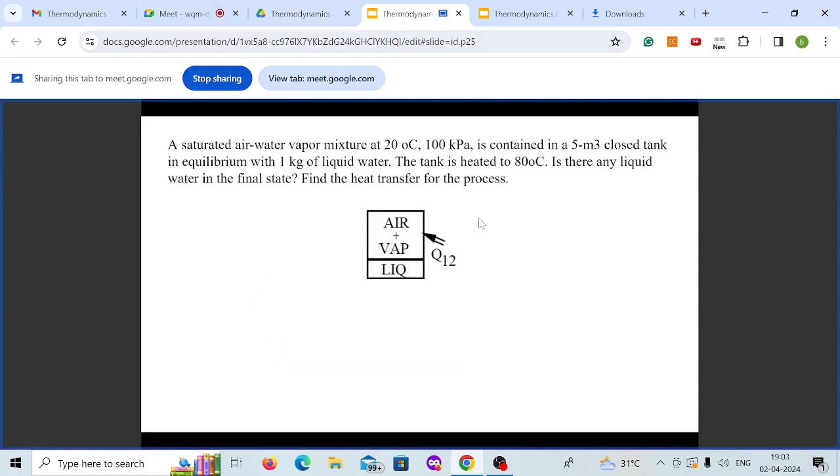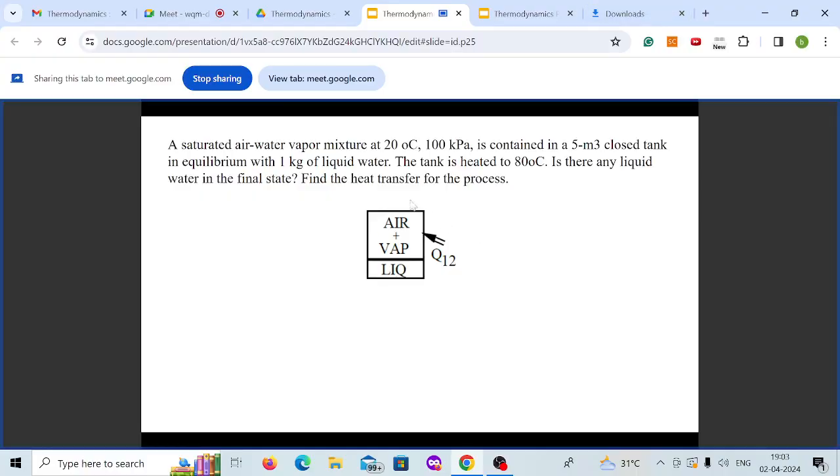So the next problem is a saturated air-water vapor mixture at 20 degrees Celsius and 100 kilopascal, contained in a 5 meter cube closed tank in equilibrium with 1 kg of liquid water. The tank is heated to 80 degrees Celsius. Is there any liquid water in the final state? Find the heat transfer to the process.